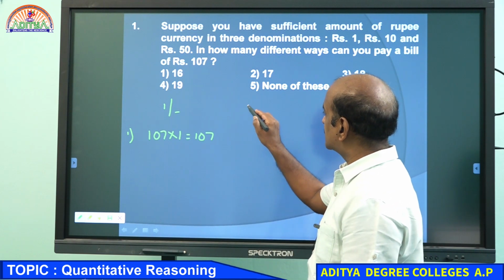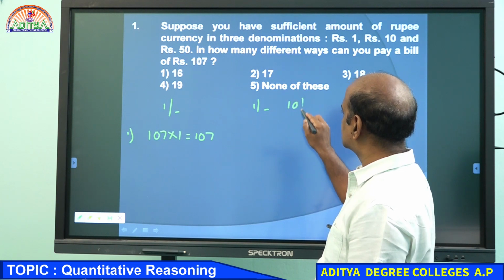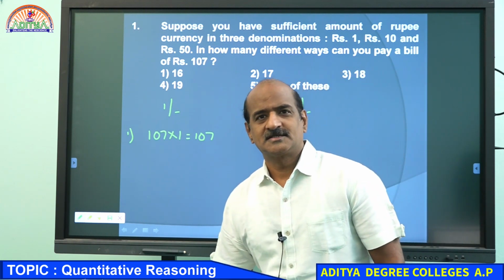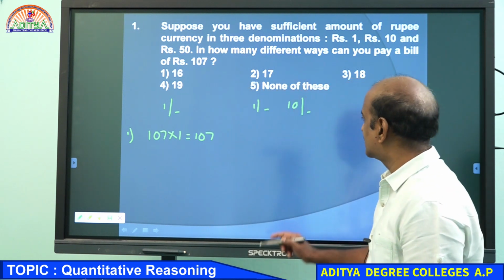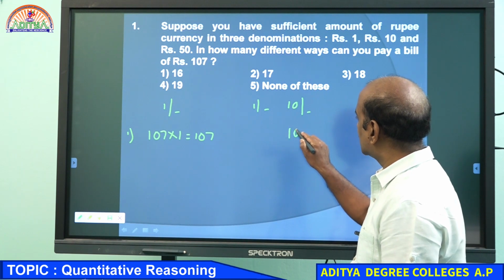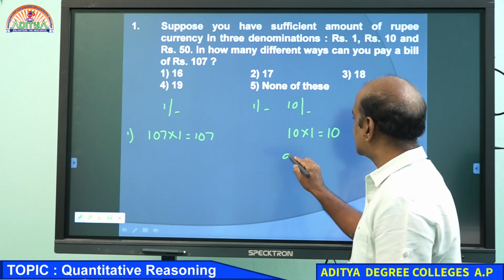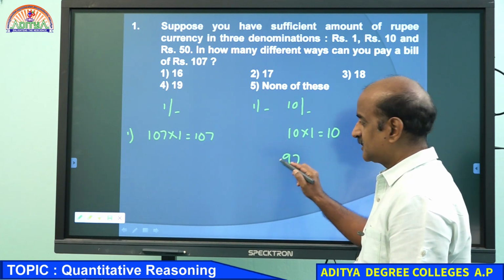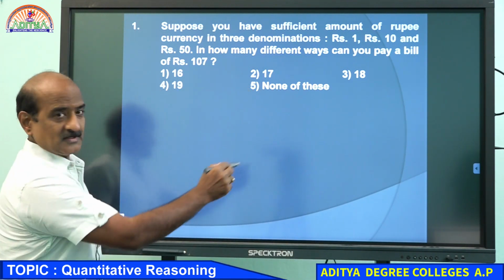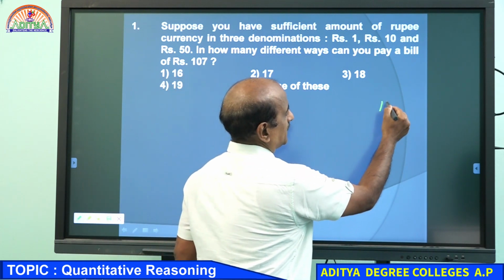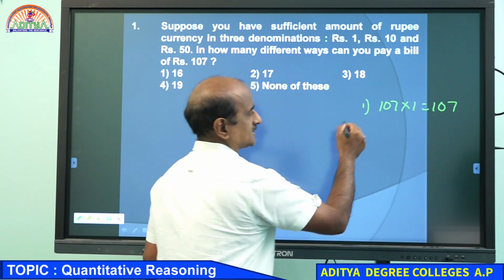Here we go. Students, now we see the second option, that is with 1 rupee notes and 10 rupee notes. You understand, my dear students? So how can we pay that? You have a very simple technique. If you use 1 ten rupee note, then we can use 97. Just listen to me, let me explain. First of all, I just want to note all this down. With 1 rupee notes, you can pay 107 in one way. This is number 1.